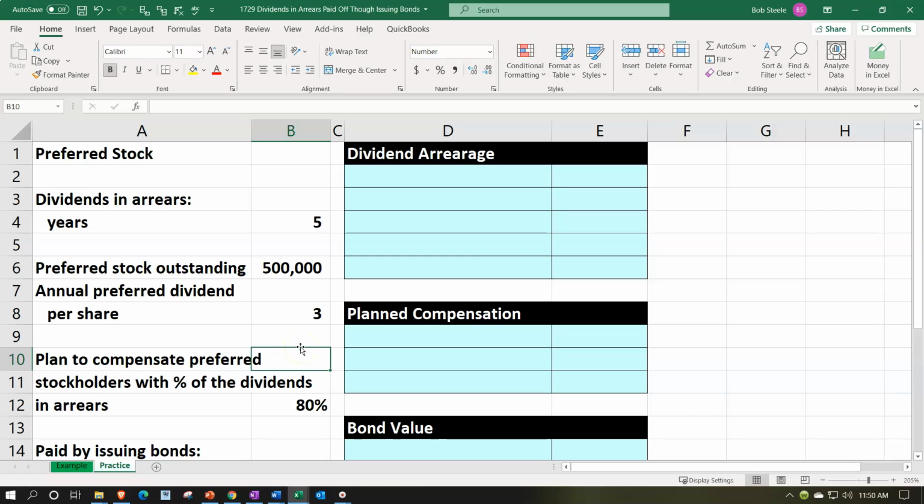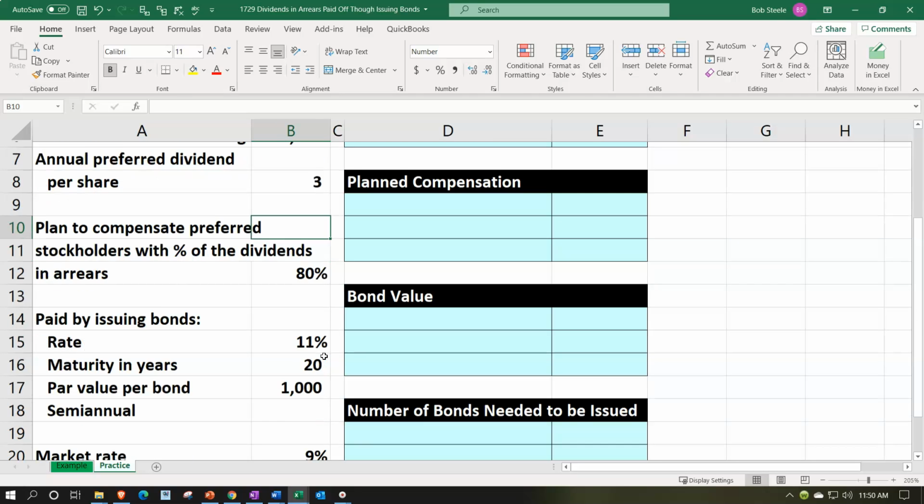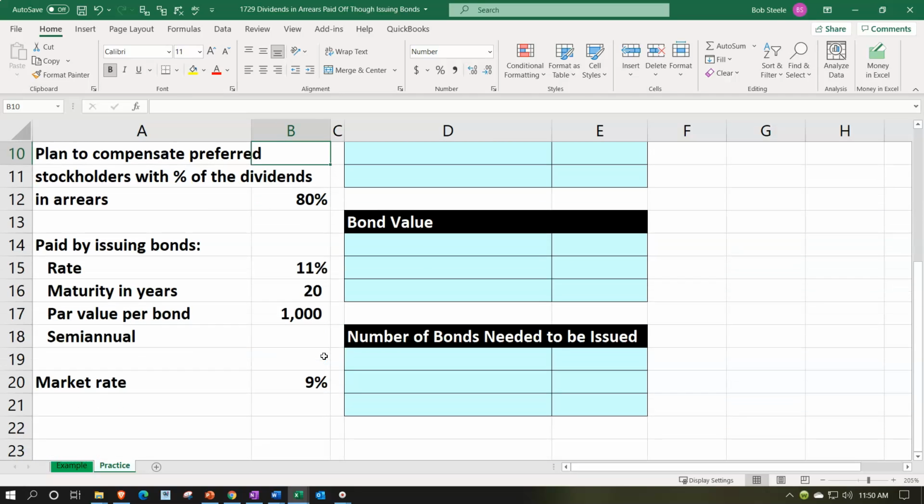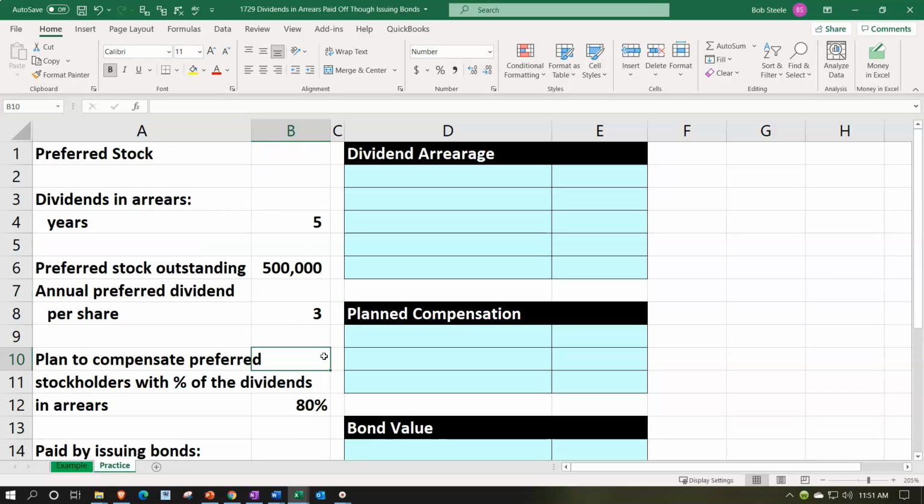Here we are in our Excel worksheet. If you have access to the Excel worksheet and would like to follow along, note that we're in the practice tab as opposed to the example tab, the example tab in essence being an answer key. Information on the left-hand side, we're going to populate into the blue area on the right-hand side, looking into the calculation of preferred stock in arrears once again. But now the issuance of the bonds in order to pay off the preferred stock will be our added component versus the prior problem we took a look at.